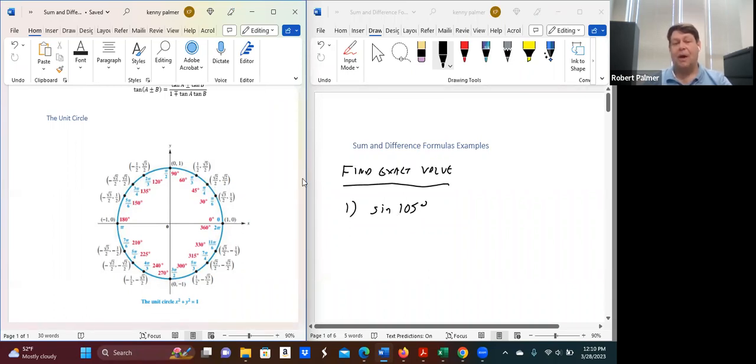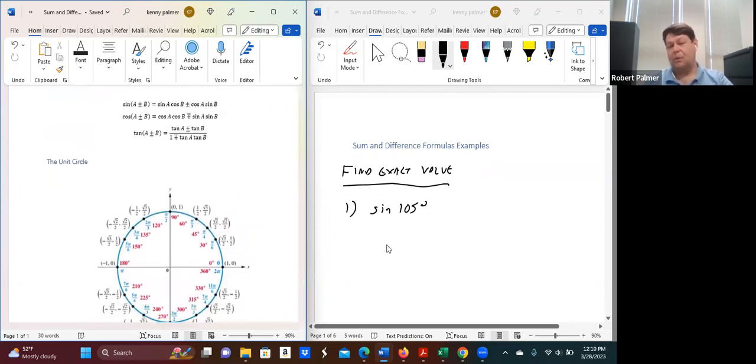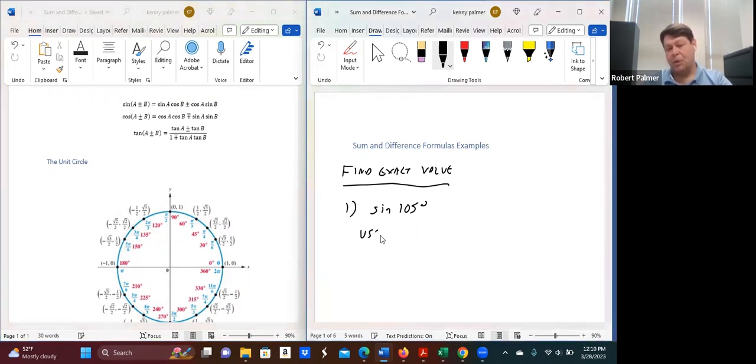What we can do is think about what angles we can add or subtract to get 105. We can do it either as addition or subtraction. I'm going to use the angles in the first quadrant, since that's easiest. 105 is the same as 60 degrees plus 45 degrees. We could also, for example, do 150 minus 45, which would also give us 105. So that's not the only option, but this is a good option.